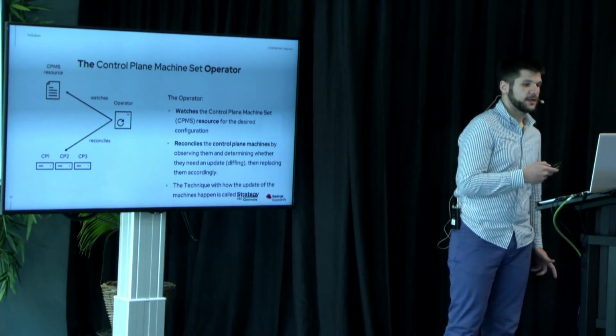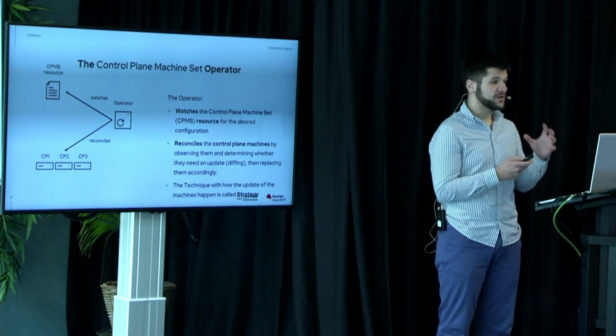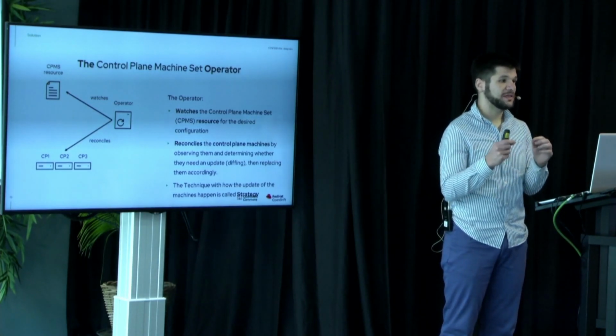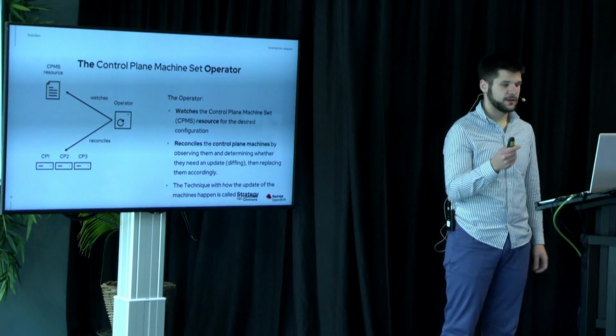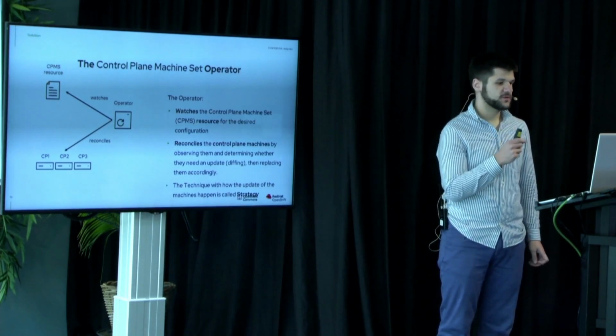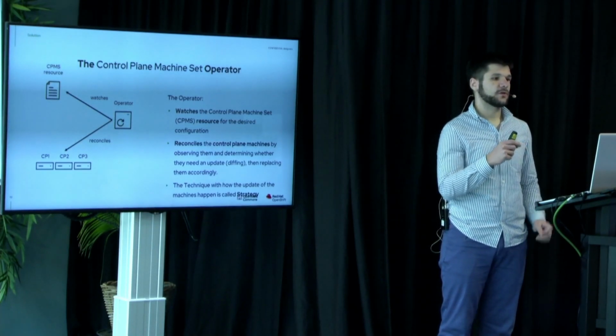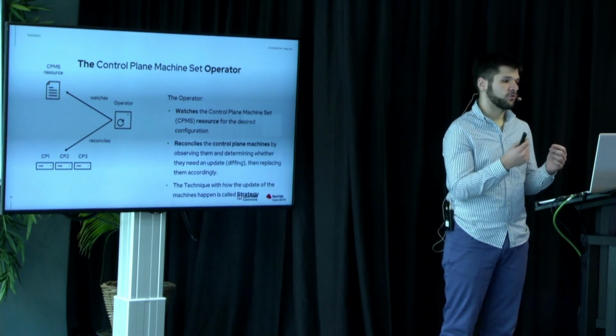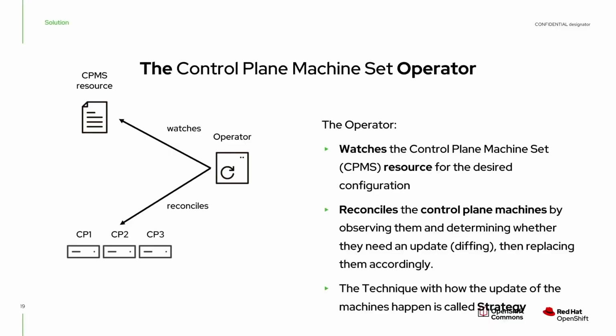It's an operator that is responsible for watching a resource, which we call control plane machine set, or CPMS. You will hear me say that. And the CPMS resource is the gateway for users to configure the control plane machines. So we watch this resource with the operator. The operator also observes control plane machines. It observes them and determines whether they need an update or not.